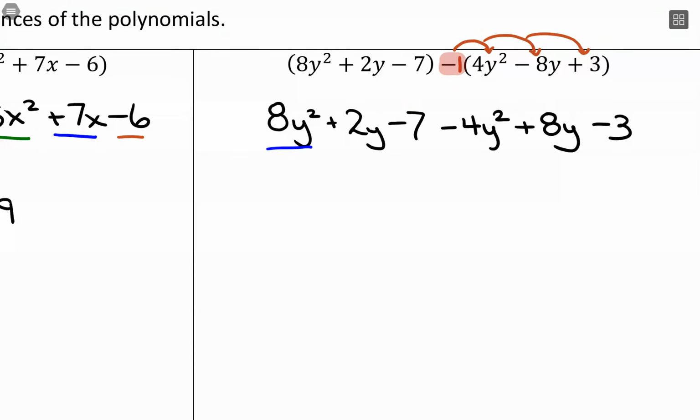So we have an 8y squared minus 4y squared. That'll be 4y squared. We have a positive 2y and a positive 8y, so that'll be positive 10y. And negative 7 with a negative 3 is negative 10.